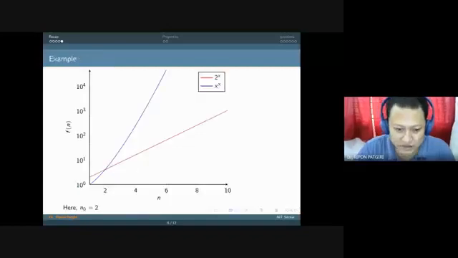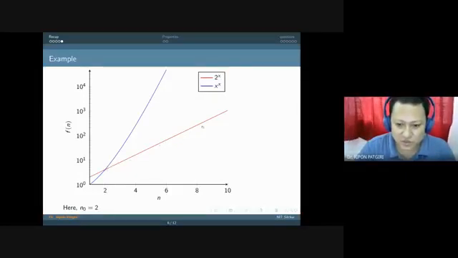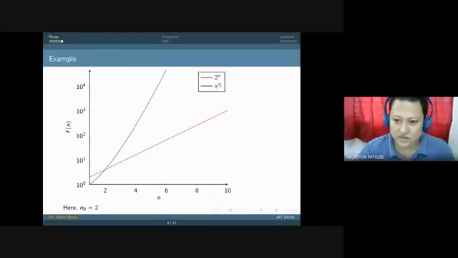In the last class, for example, I gave n naught as 2. At 2, x to the power x is 4, and 2 to the power 2 is 4. After that, this property follows. x to the power x is this line and 2 to the power x is this line. If 2 to the power x is on the left side, then this is g(n). That means 2 to the power x equals big O of x to the power x.